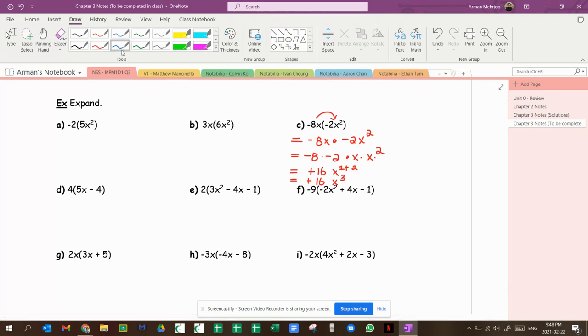I just want to show you guys the way that I actually do it, which is a little bit simpler. So I skip this step, and I do this step in my head. So basically, I rearrange it, and I take my negative 8 and multiply it with my negative 2 to get positive 16. And in my head, I know that I have to use the addition rule for x and x squared. So I add the exponents because they're the same base, and you get x cubed.